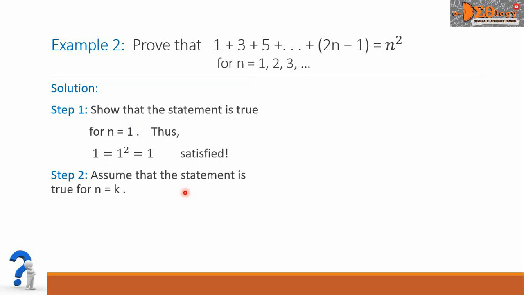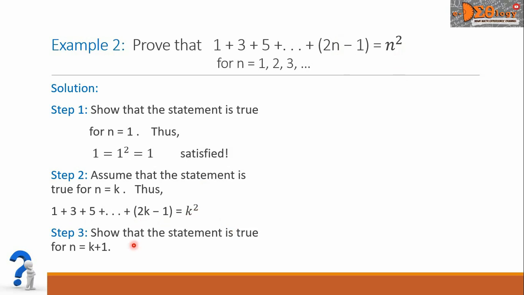Step 2. Assume that the statement is true for n equals k. We will copy this theorem statement, but instead of n, it will be replaced by k. So it will be like this now. 1 plus 3 plus 5. The 2n minus 1 here becomes 2k minus 1 equals, the n squared now becomes k squared.